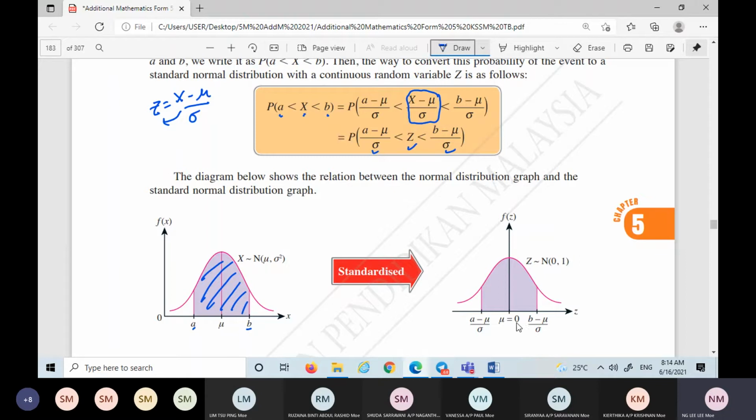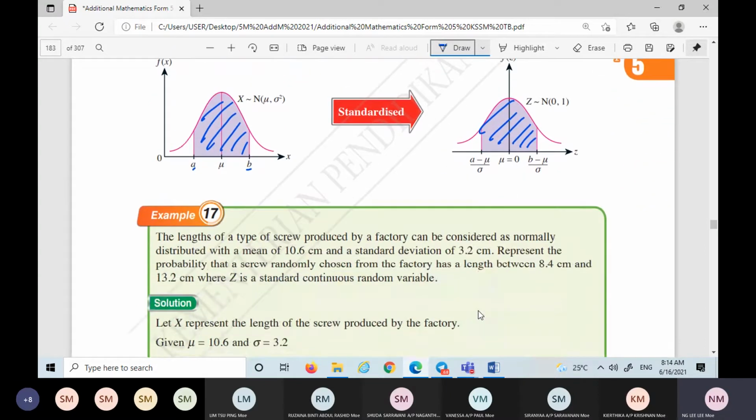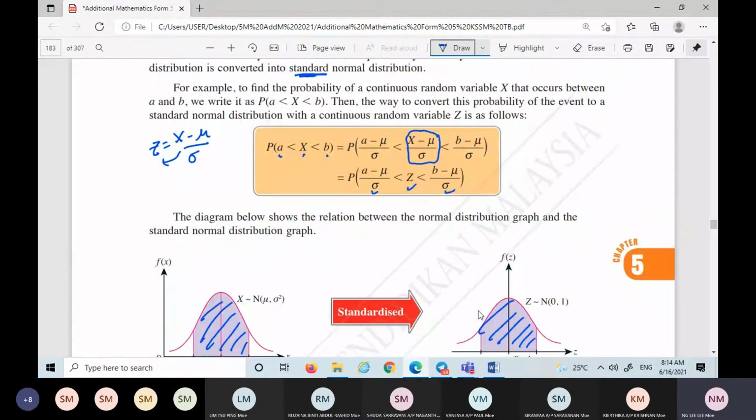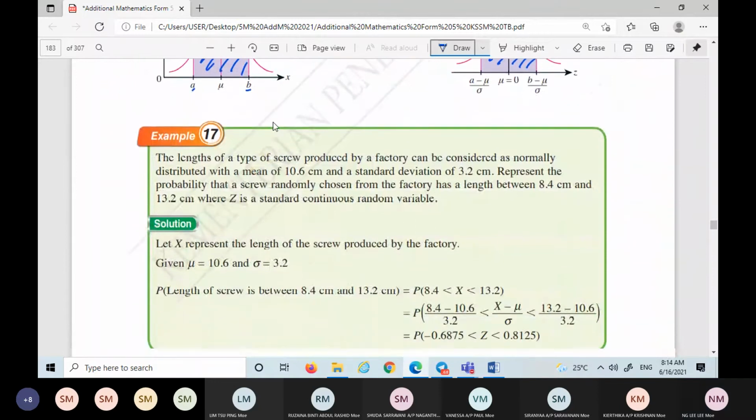You see the mean is at 0. Then the A now shifts to A minus mu over sigma, and the B shifts to B minus mu over sigma. But it's the same thing. You are referring to this area under the curve. Look at this example. For this, I want you to copy this one. After you write your index and then the small title, you copy this one. And we look at this example.